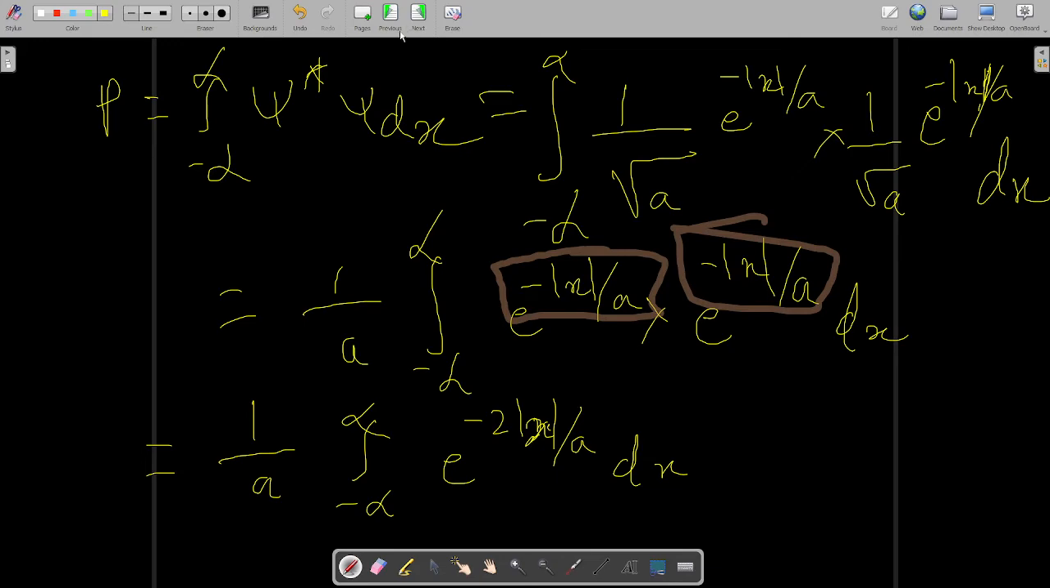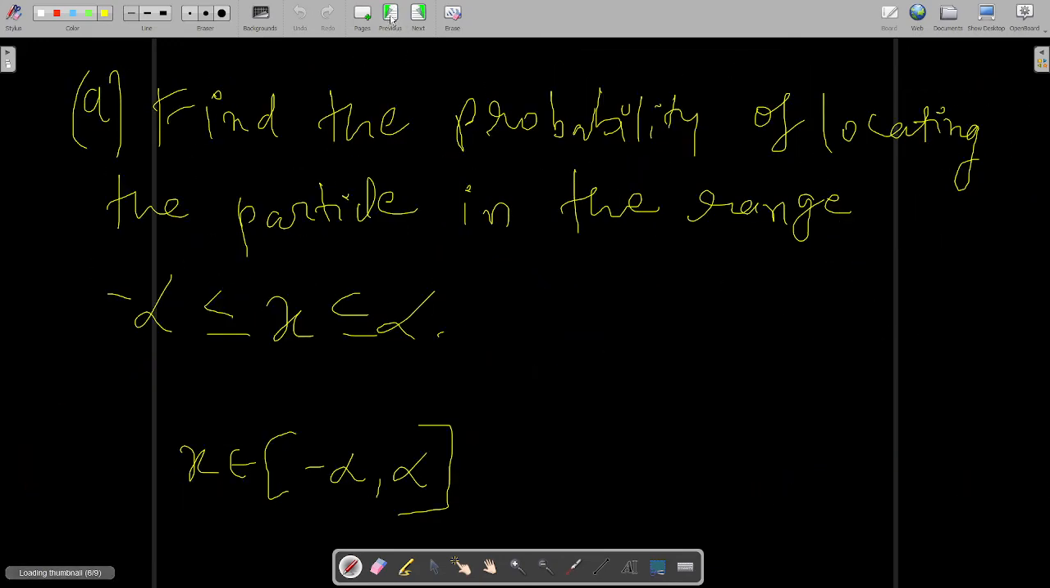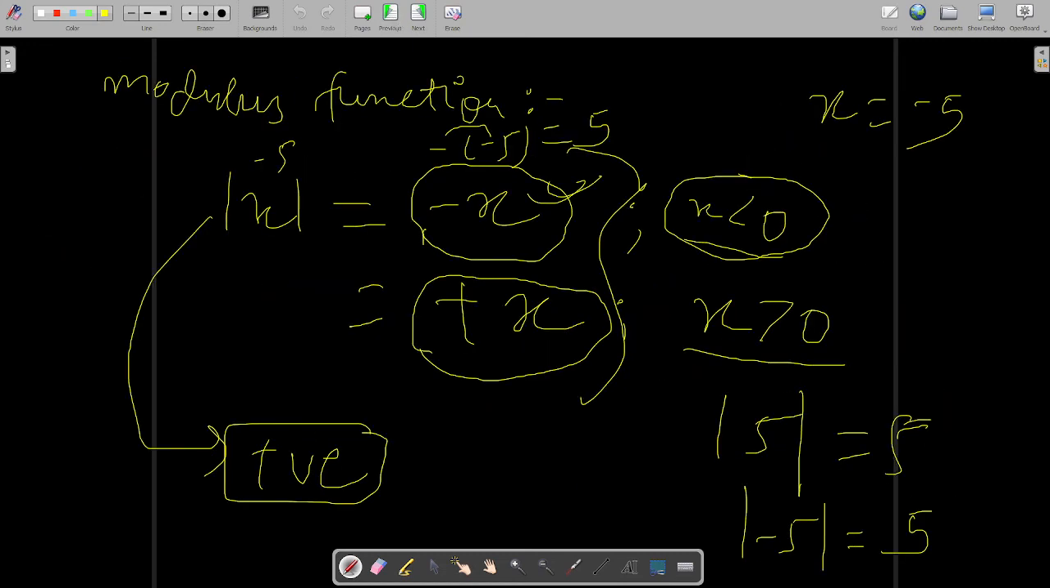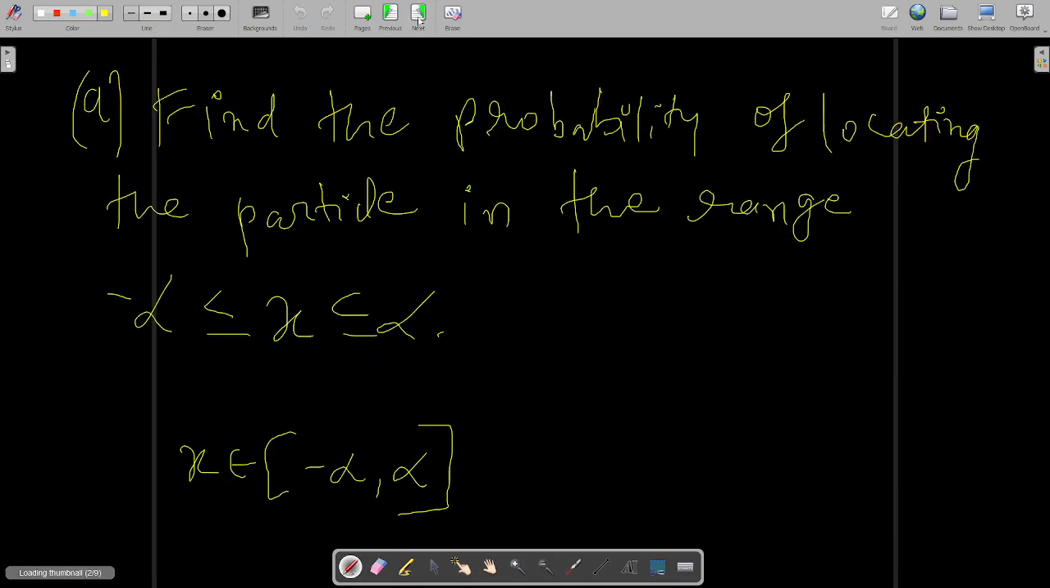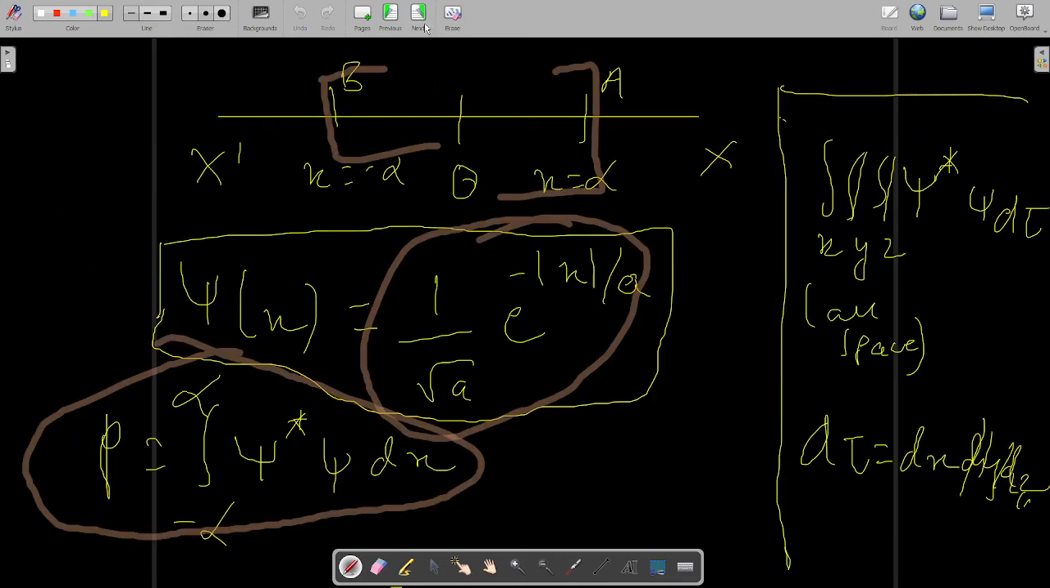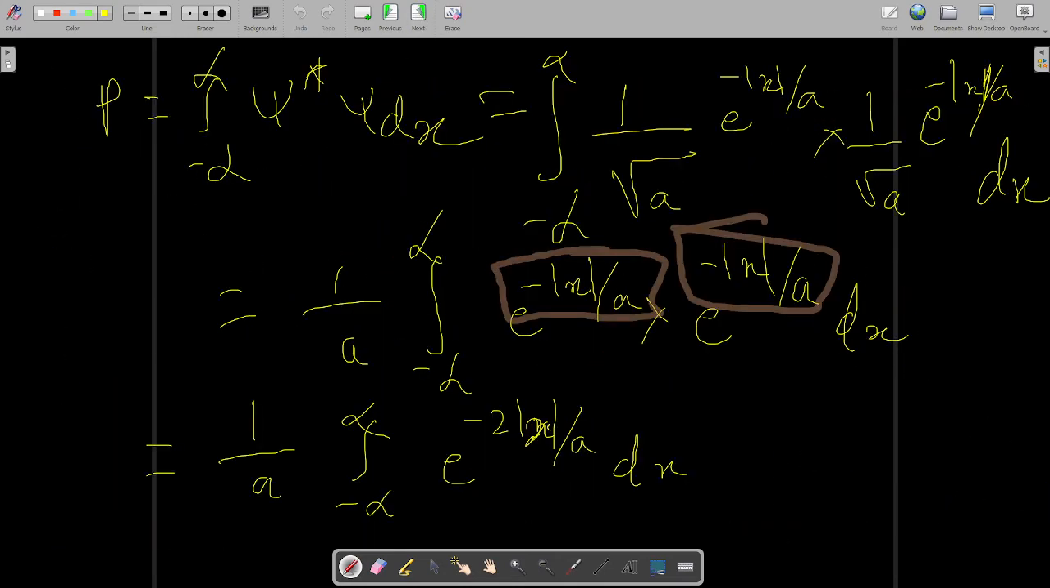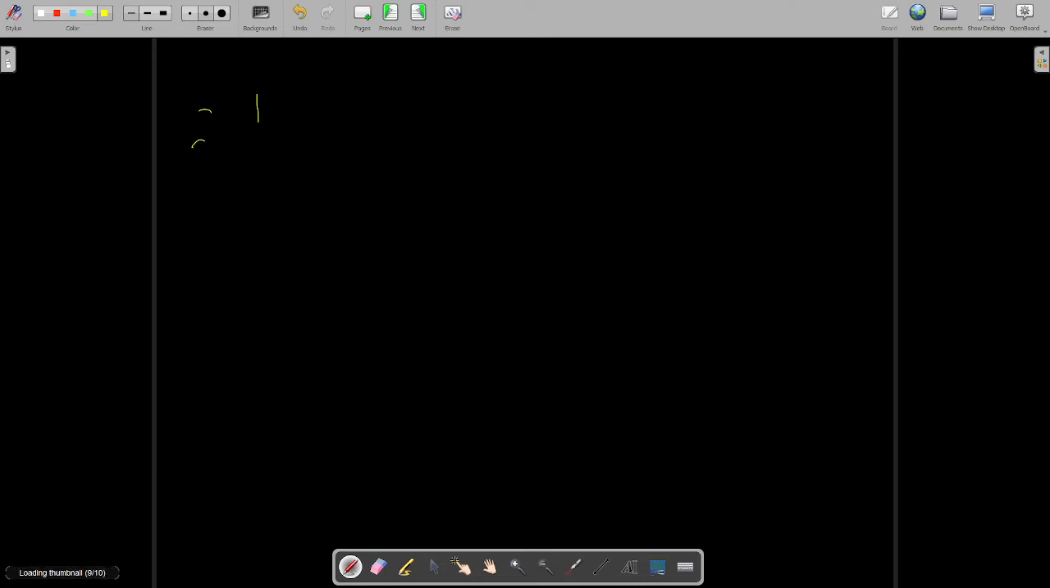So I have already told you in the beginning of the class that the mod function opens with minus x for x smaller than 0, and with plus x for x greater than 0. So clearly I will break this integral into two parts. If I break this integral into two parts, what will I get?